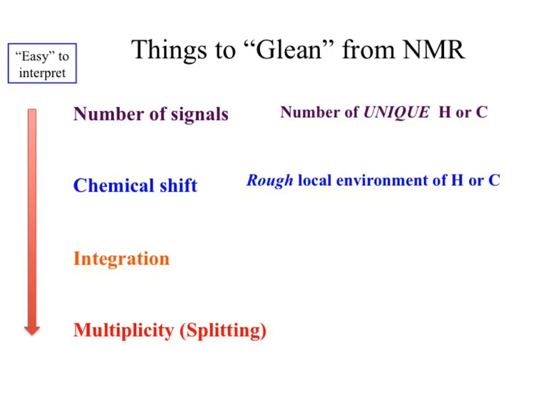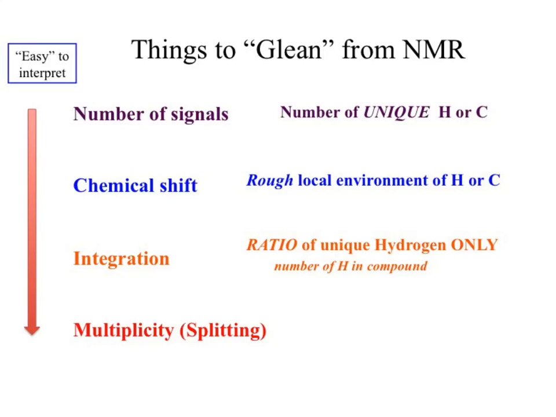After that, you can get to the chemical shift, which is your rough local environment for both hydrogen and carbon. Okay, so if you're looking at hydrogen NMR, that's roughly in the range of 0 to 14. So our hydrogen NMR usually runs in the 14 to 0 ppm range. Carbon NMR usually runs maybe 220 down to 0. That gives us some information about what is around the hydrogen or carbon. Okay. After that, we can move into integration.